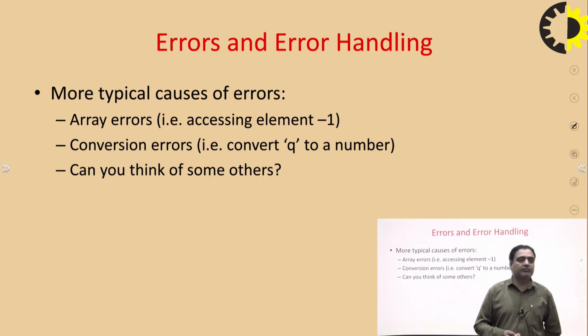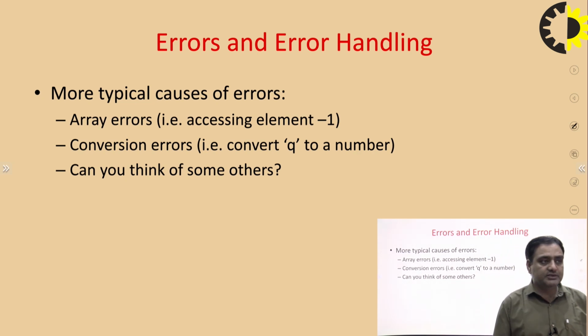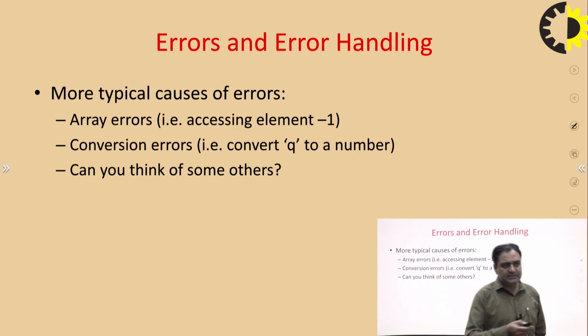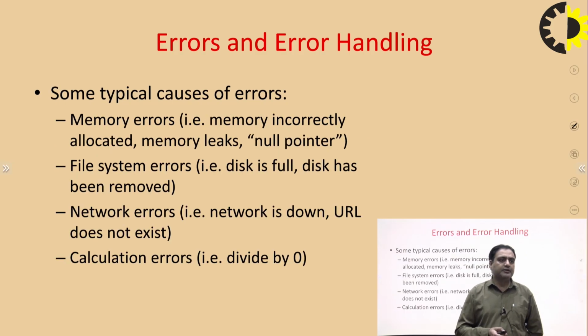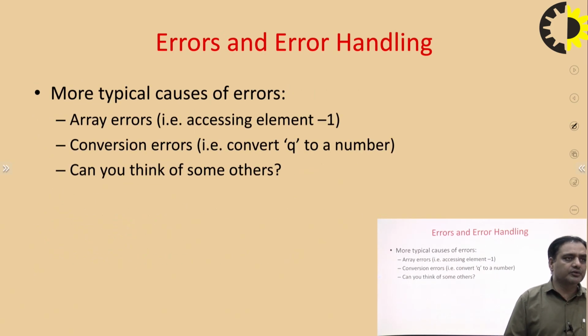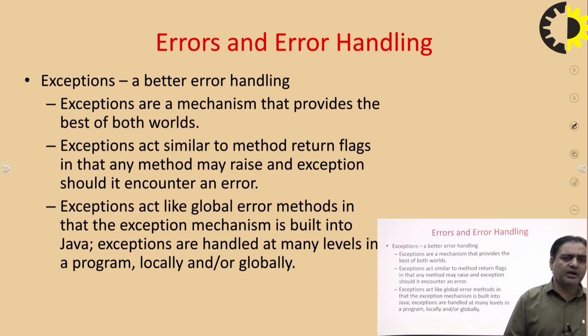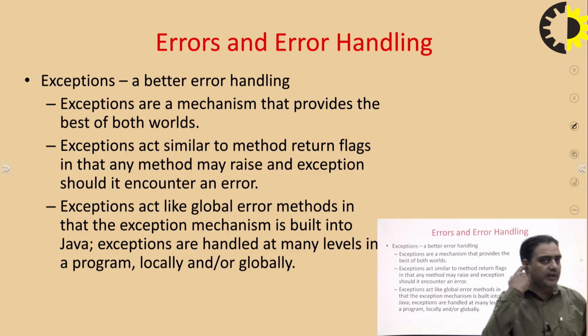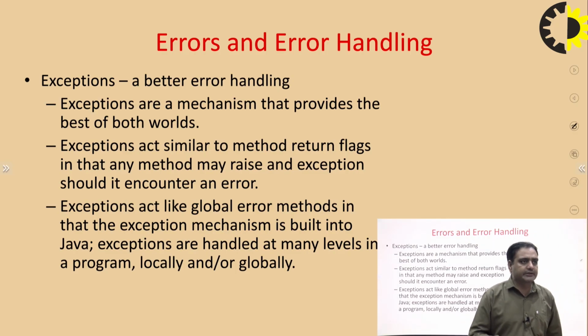Conversion errors: converting a character like q to a number, for example, converting a character to a number. These are also known types of errors. So how can you handle these types of errors in Java?